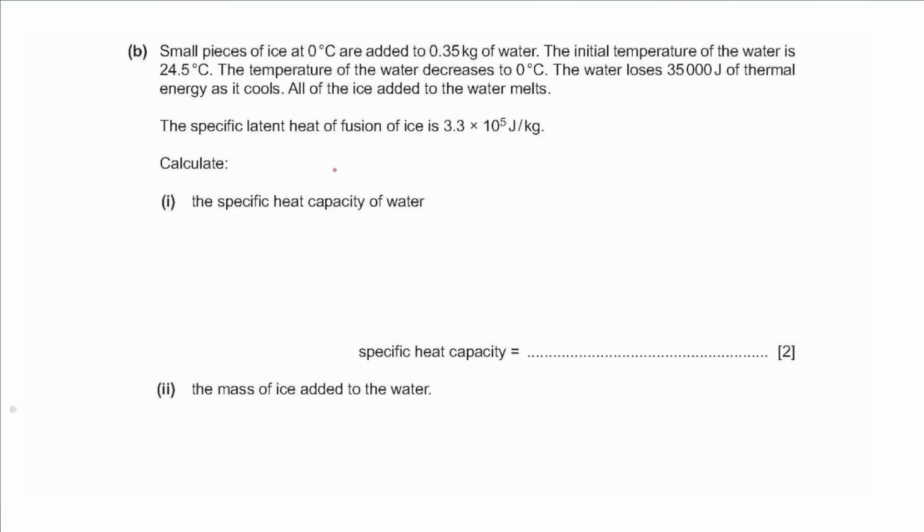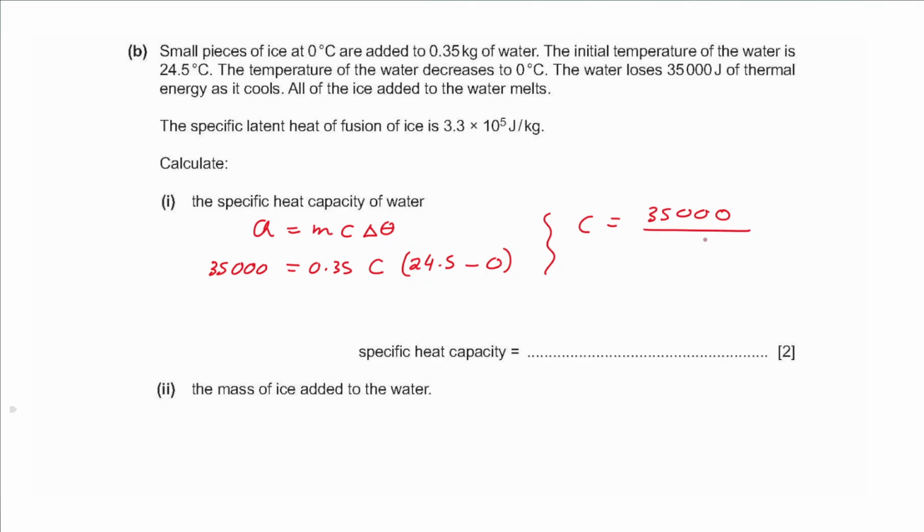Part I says calculate the specific heat capacity of water. We have the mass and the initial and final temperatures, and we have the energy gained. So we use energy is equal to the mass multiplied by the specific heat capacity and the change in temperature. Q is equal to 35,000, m is 0.35, c is the unknown, and the change in temperature is the difference between 24.5 and 0. So c is equal to 35,000 divided by 0.35 multiplied by 24.5. This gives an answer of 4,081.63, which we can approximate to 4,080 joules per kilogram degree Celsius or Kelvin.